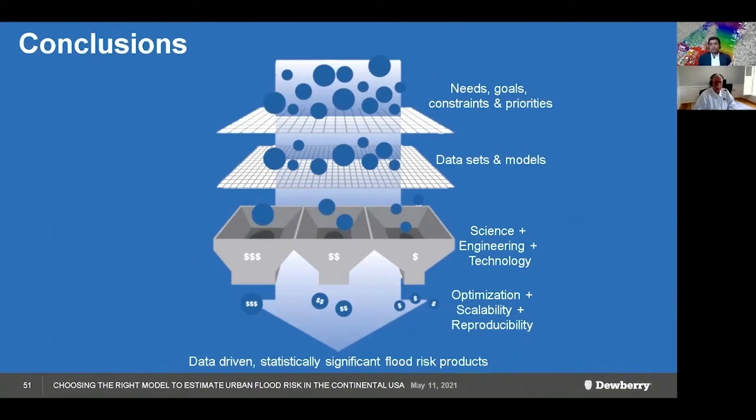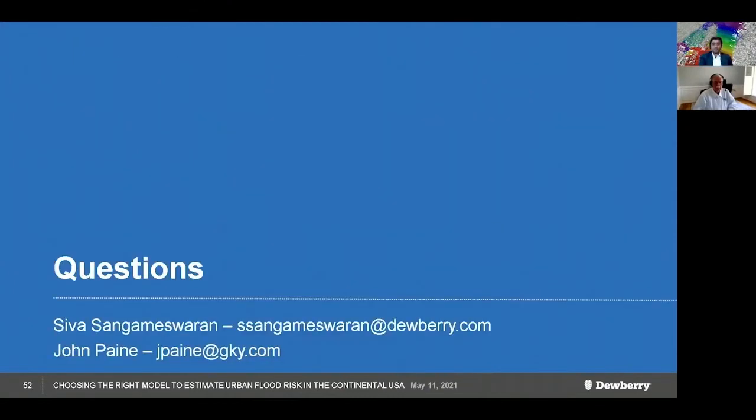The solution calls for a systematic understanding of the needs, goals, constraints, and priorities, and collecting, consolidating, and analyzing all the available data sets and models, and standardizing what's usable to get the answers that we started with, and using engineering, science, and technology to develop large-scale, optimizable, scalable, and reproducible solutions that can give us statistically significant flood hazard estimates, and therefore flood risk products would be the best model to estimate the urban flood risk in the continental United States. Thank you for the opportunity, and we would be happy to take any questions.